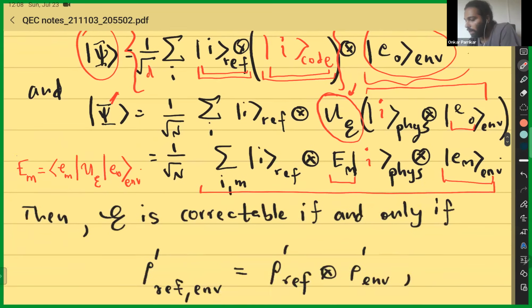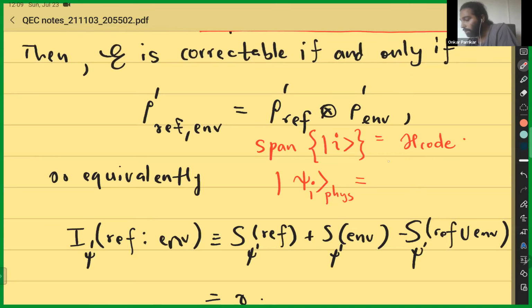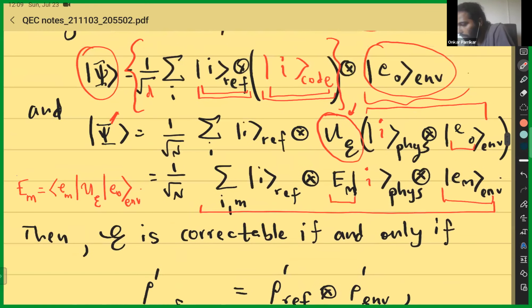Okay, good. So I'll use the following notation. The I's are a set of basis states for the code subspace, so the span of the I's is the code subspace. And let me call psi I the images in the physical Hilbert space, the image of the code subspace. Is this clear? The code subspace is a subspace inside the physical Hilbert space, so I'm just calling the corresponding vectors in the physical Hilbert space psi I. Yeah, so let me use that notation just to avoid any confusion.